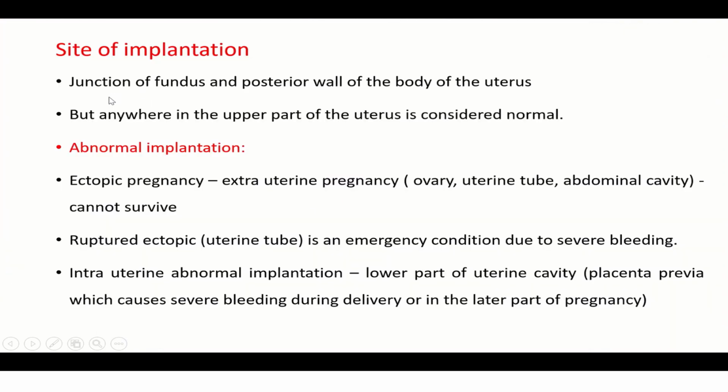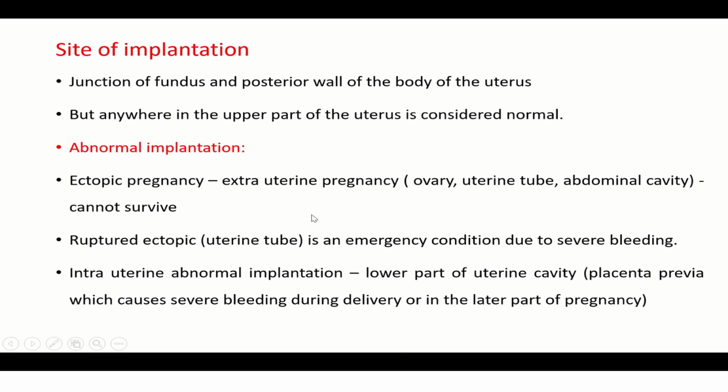Now, the site of implantation: the junction of the fundus and posterior wall of the body of the uterus is the commonest site for implantation, but anywhere in the upper part of the uterus is considered normal. So, abnormal implantation: ectopic pregnancy, that is extrauterine pregnancy. Anywhere outside the uterus is ectopic pregnancy. So, common sites will be ovary, uterine tube, and abdominal cavity.